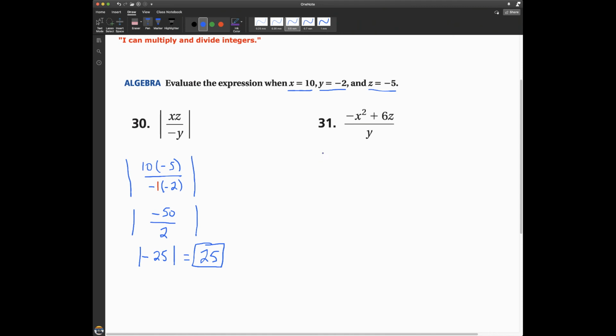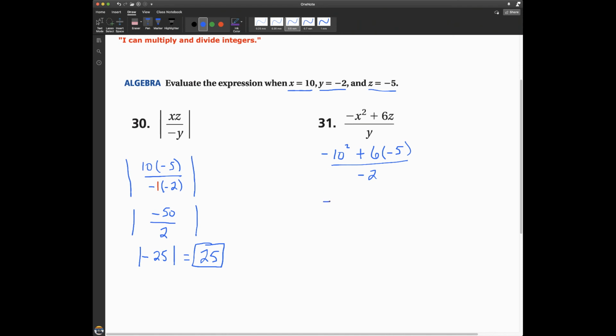So for this one, I have -10 to the second power plus 6 times z, which is -5, divided by y, which is -2. So it looks like there's a lot going on here, so we'll just break it down into pieces. I have to deal with the exponents first, right? Order of operation says deal with exponents first.